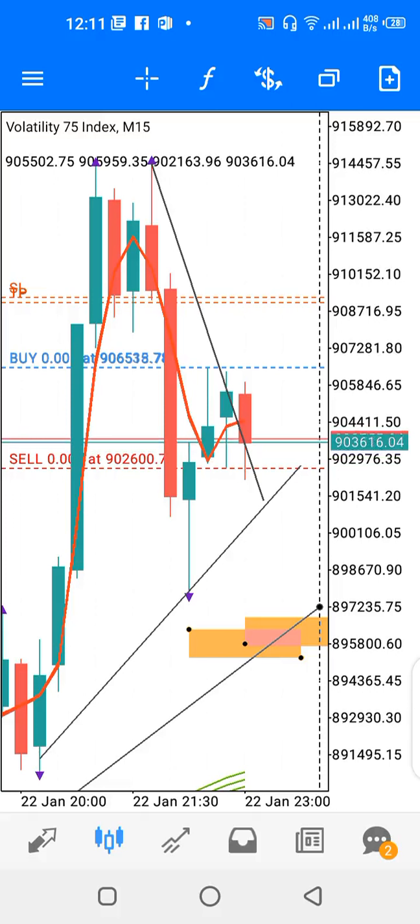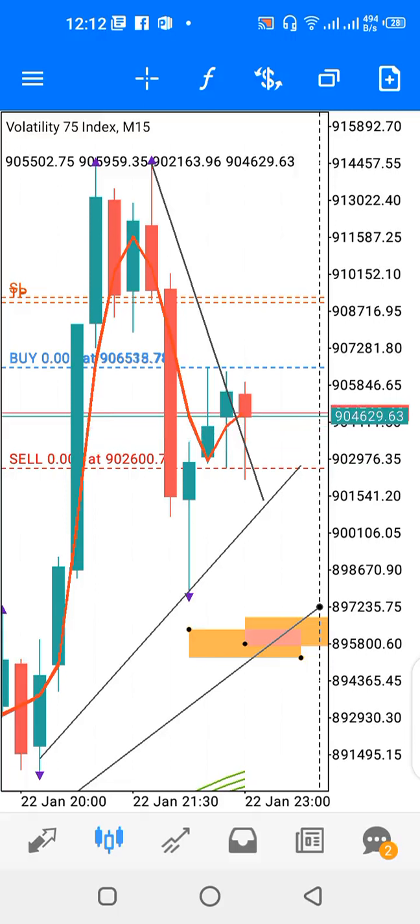Let's see what happens. We're on the 15 minutes time frame. The current time is 12:11. I have 4 more minutes to the current candle close. So a lot can still happen within the 4 minutes.